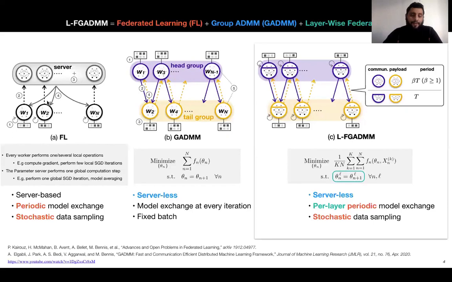Federated learning, as we can see from the figure, is a server-based scheme where at every iteration, every worker performs one or several local operations. For example, every worker could be computing the gradient with respect to a global model that has been downloaded from the server using a randomly selected mini batch of data, or it could be performing a number of local SGD iterations. In the first case, when it's computing the gradient, every worker will share the gradient with the server. In case of performing a number of local SGD iterations, the workers will share their models with the server. Then the parameter server performs one global computation step. It could be one global SGD iteration if the server receives the gradient vector, or one model averaging step if the server is receiving the models.